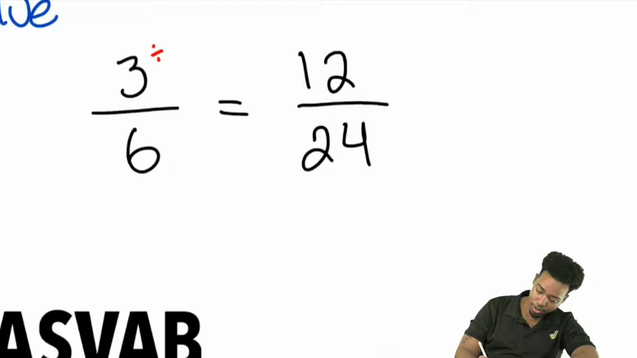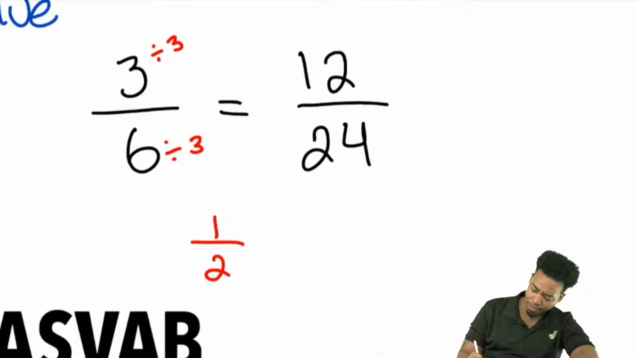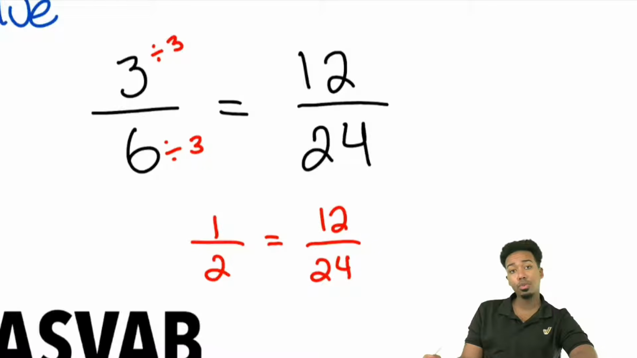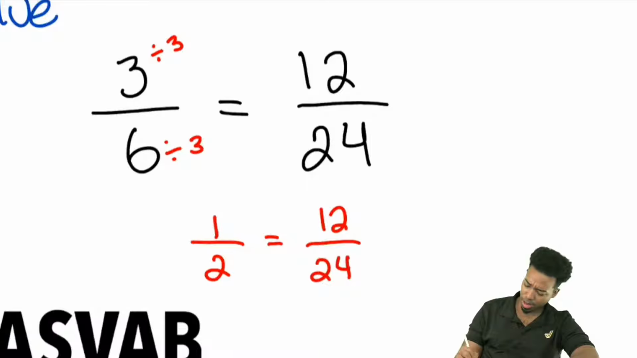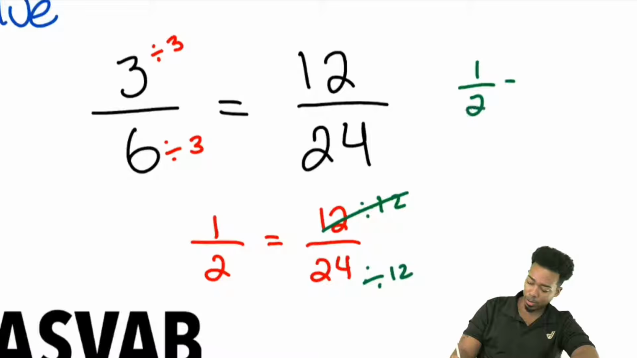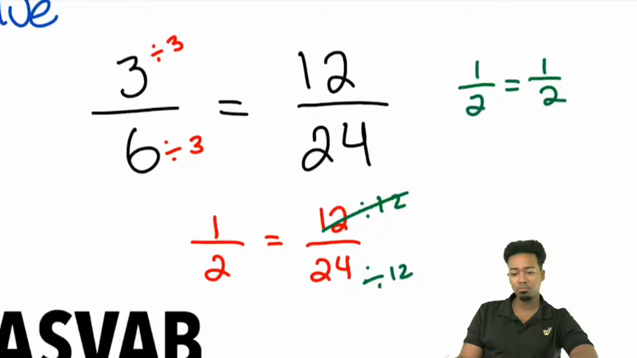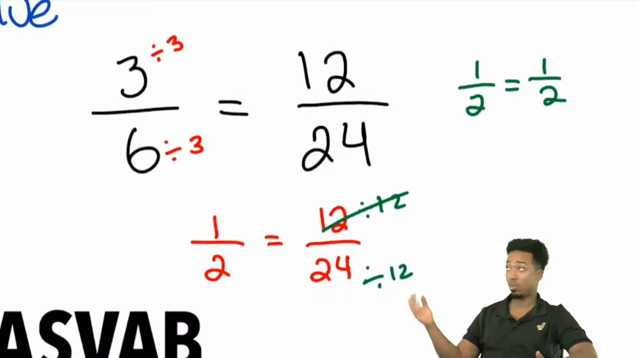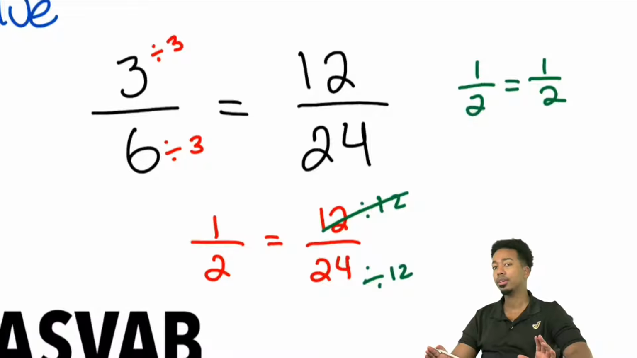You can go ahead and divide by 3, and you end up getting 1/2 equals 12 over 24. And on the flip side of 12 over 24, I can divide 12 and 24 both by 12. And if we wanted to do that, we absolutely could. Nice and easy. That would end up being 1/2 equals 1/2. And that's it. That proves it. 1/2 equals 1/2, and you have that going on.